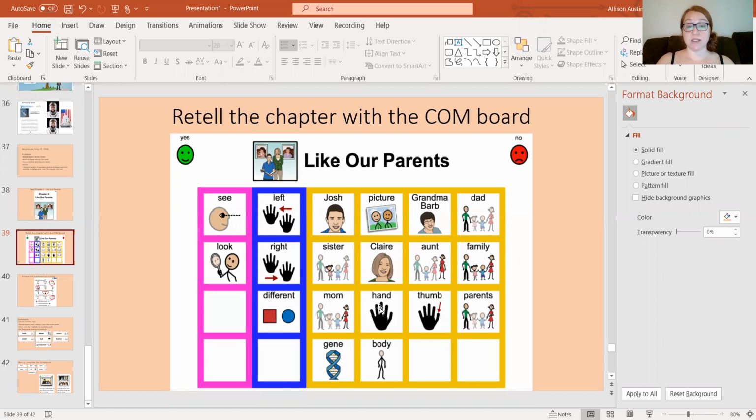Josh is similar to his mom when he puts his hands together. His left thumb is on top. These are traits he got from his parents. And the genes inside your body through DNA tell your body what you're going to look like, as a really quick review.